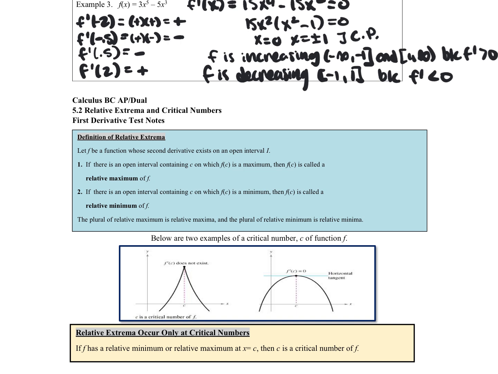So there's actually more information that we know here. We know that at x equals 1, f has a relative min because f prime changes from negative to positive.